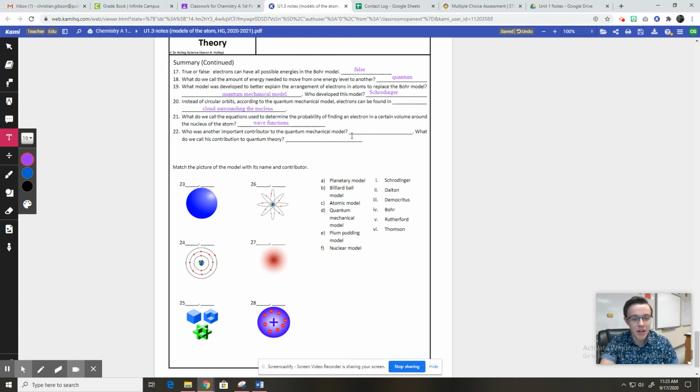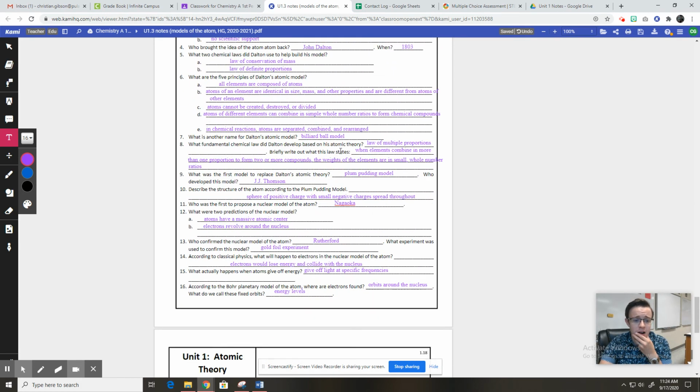So another important guy who helped with the quantum mechanical model was Heisenberg. You may have heard of the Heisenberg uncertainty principle. And that's his contribution to the quantum mechanical model. Basically, you cannot for sure be certain where an electron is. You just know it's in that blurry region. I hope that makes sense. That's a lot of information here.